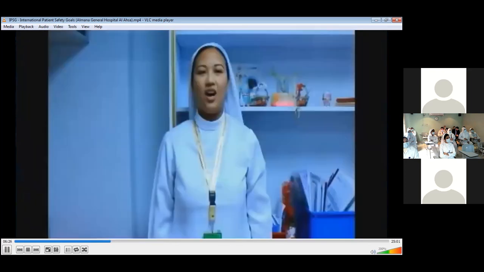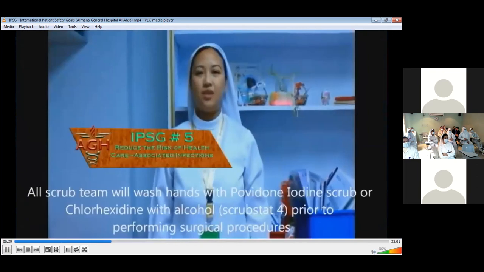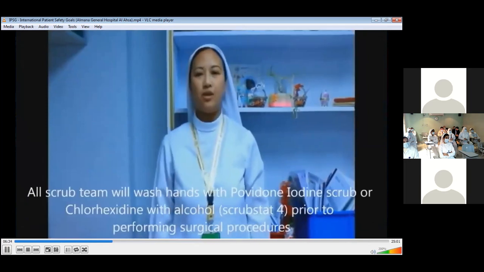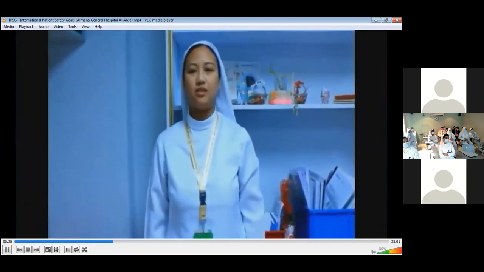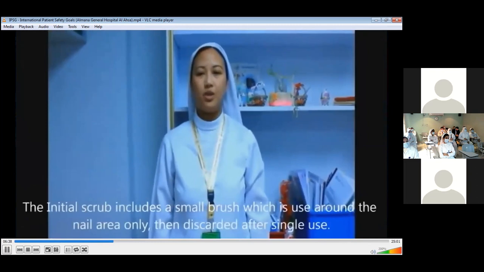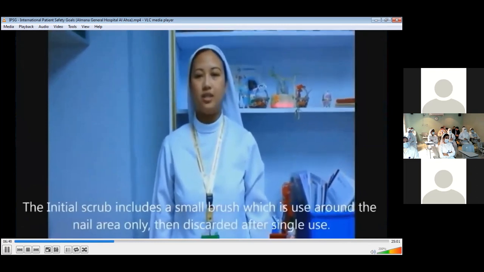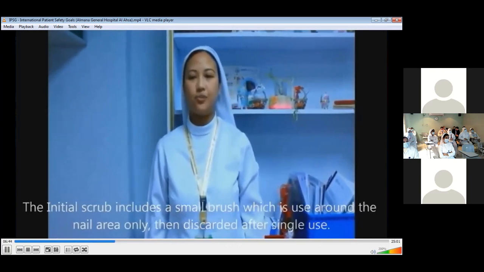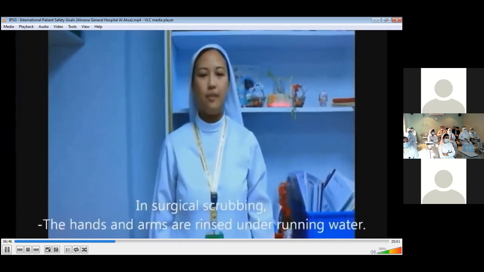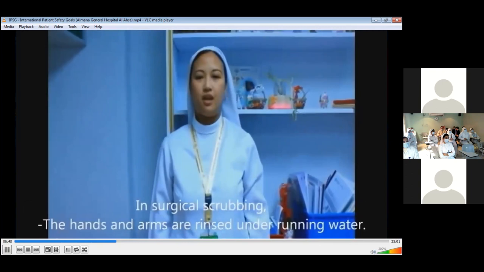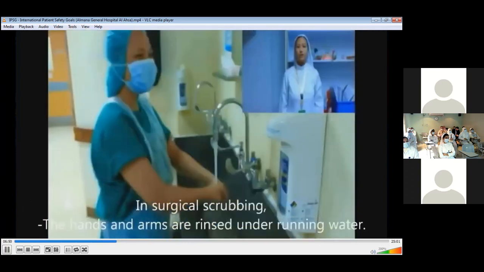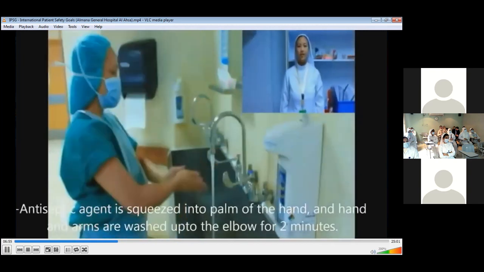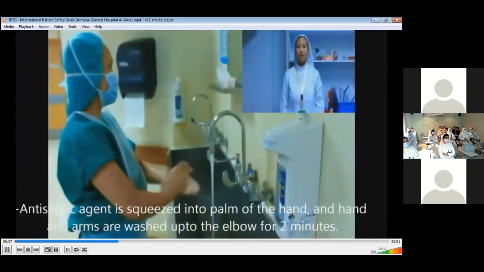All scrub team will wash hands with povidone iodine scrub or chlorhexidine with alcohol or the scrub stat prior to performing surgical procedures. The initial scrub includes a small brush which is used around the nail area, only then discarded after single use. In surgical scrubbing, the hands and arms are rinsed under running water. Antiseptic agent is squeezed into palm of the hand and hands and arms are washed to the elbow for 2 minutes.